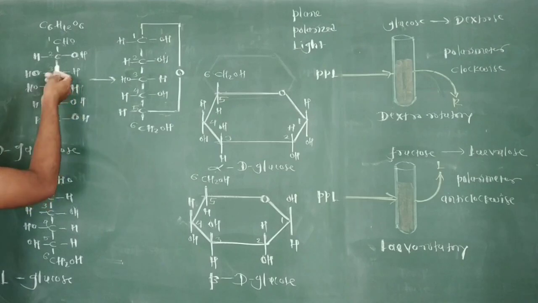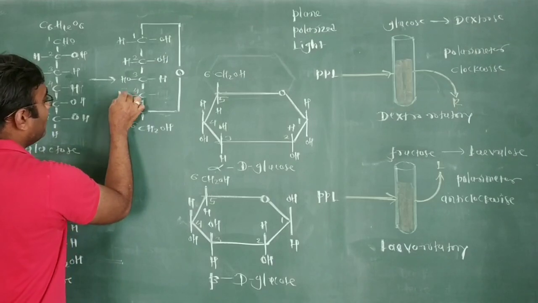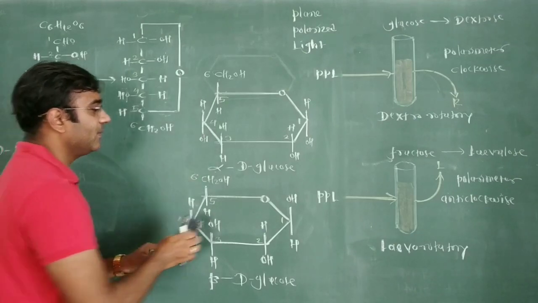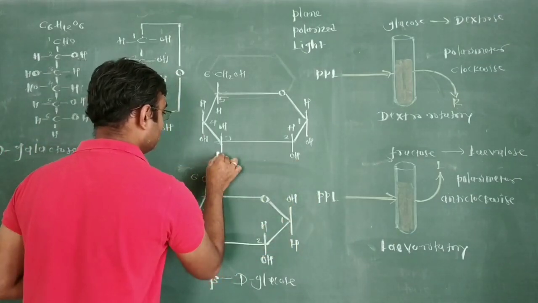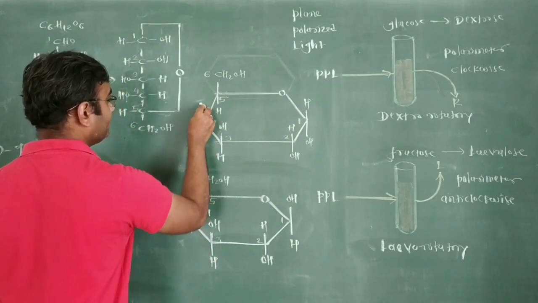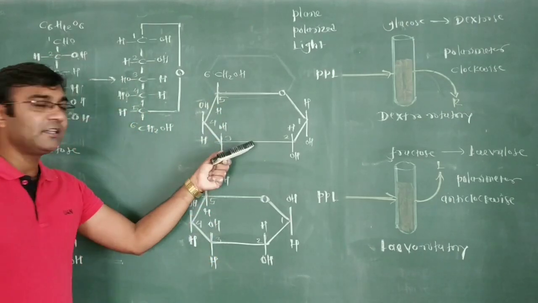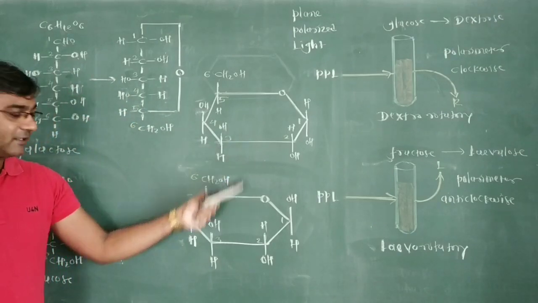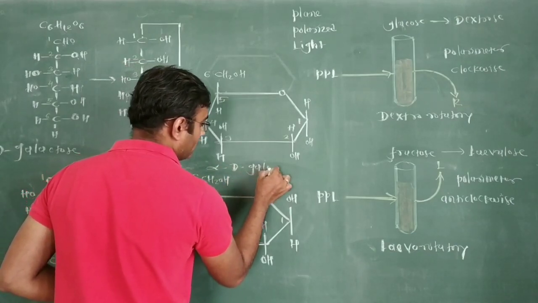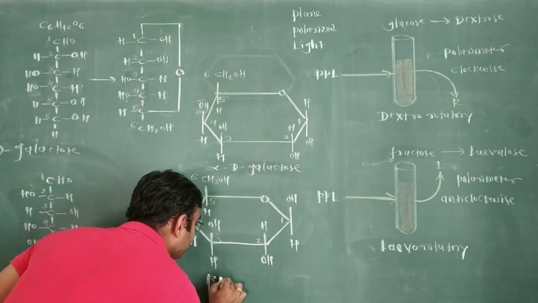OH and H. This is what? D-galactose. So this is D-galactose in which form? Ring form. Just changes at the fourth carbon. H and OH position change. So now these are the two chemicals. This is alpha D-galactose. So this is beta D-galactose. This is alpha D-galactose. So this is beta D-galactose.